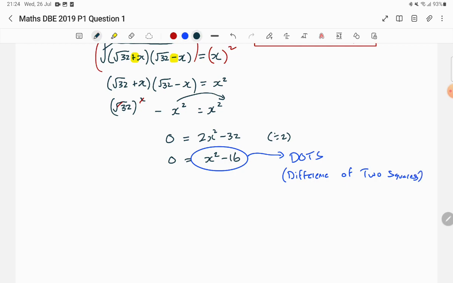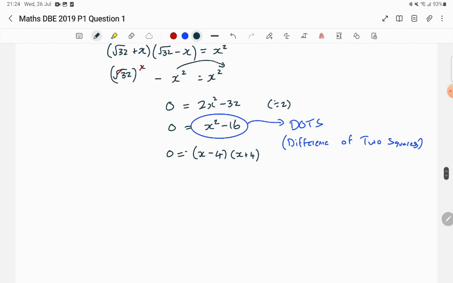Right, so now we can factorize this again to solve for x, as our initial instruction stated. Here we'll get x minus 4, x plus 4, and therefore we can say x is equal to 4, or x is equal to minus 4.